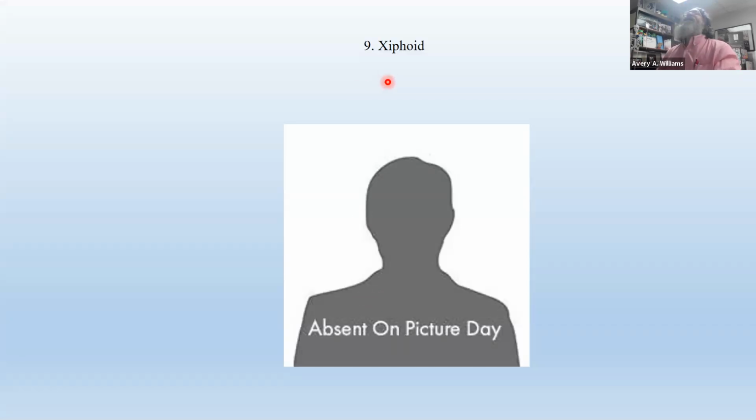Xiphoid. I forgot about this. It says absent on picture day. So we're not going to look at the xiphoid because I couldn't find any good pictures of it. So he missed out. No xiphoid today.